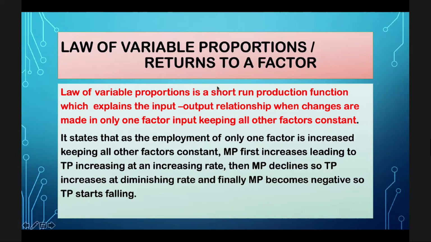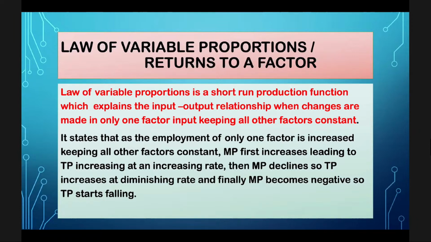So it states that as the employment of only one factor is increased, keeping all other factors constant, MP first increases, leading to TP increasing at an increasing rate. So when all other factors are kept constant and one factor is varied, then first MP will increase. So TP will increase at an increasing rate. What does increasing rate mean? It means the gap between TP is increasing. Not only is TP increasing, but the gap between consecutive TP is also increasing.